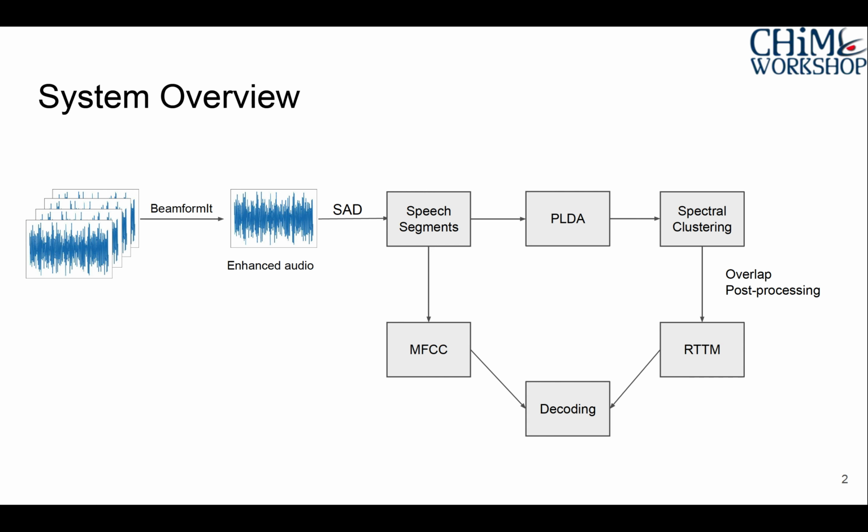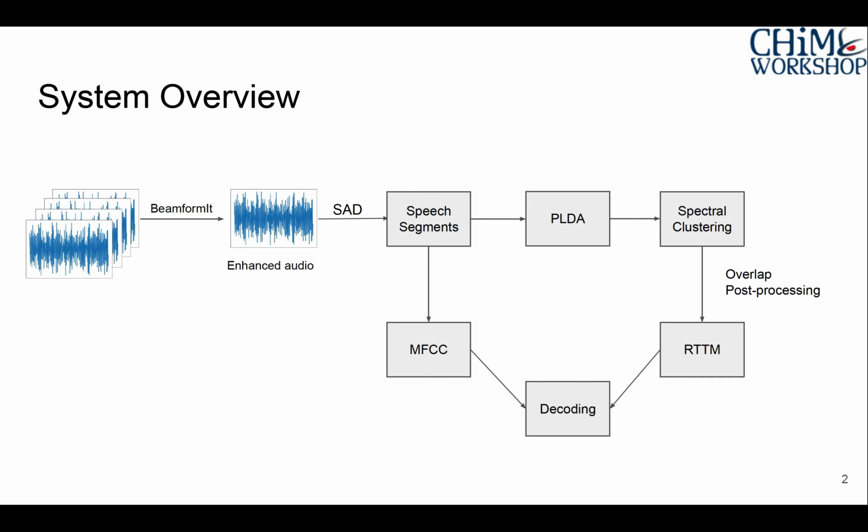And then we compute the similarities for all pairs of the X vectors by using PLDA. And after we got the similarity matrix, we applied the spectral clustering on the matrix to find a better embedding representation. And we apply the K-means clustering algorithm on the embedding matrix to get the diarization result.